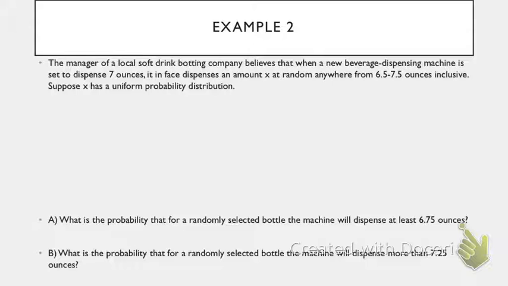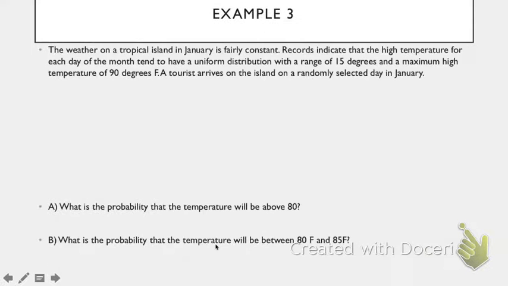All right, let's look at example 3. So this one says the weather on a tropical island in January is fairly constant. Records indicate that the high temperature for each day of the month tend to have a uniform distribution. So I want you guys to circle that. There will come a time where we're going to mix the 2 together, and you're going to need to identify which one it's asking you for. So uniform with a range of 15 and a maximum of 90.